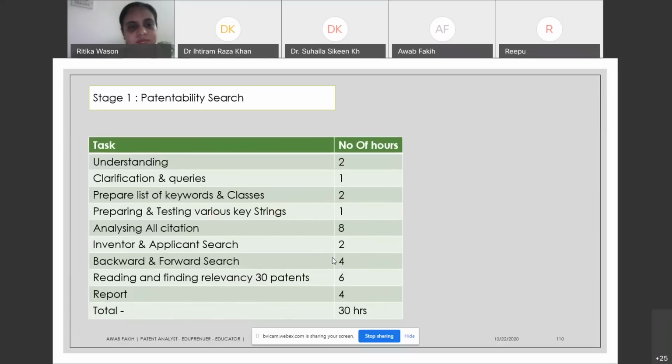Stage 1. These are the different tasks that either you or your patent agent or patent attorney should follow. Your patentability search is utmost important. That means your prior art search. I'll give an example for it. Let's consider a situation.